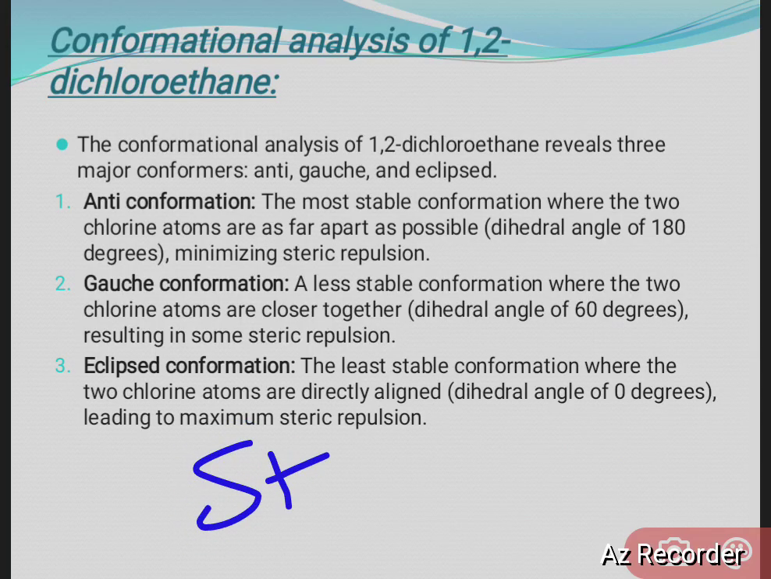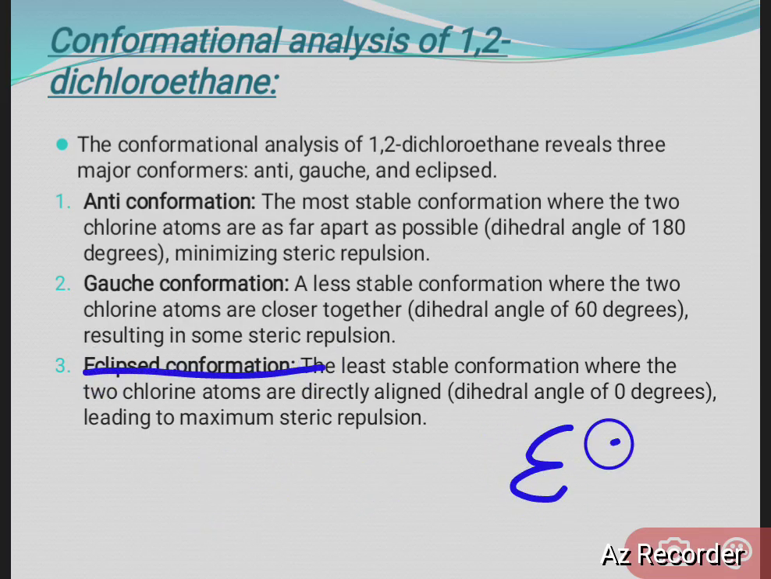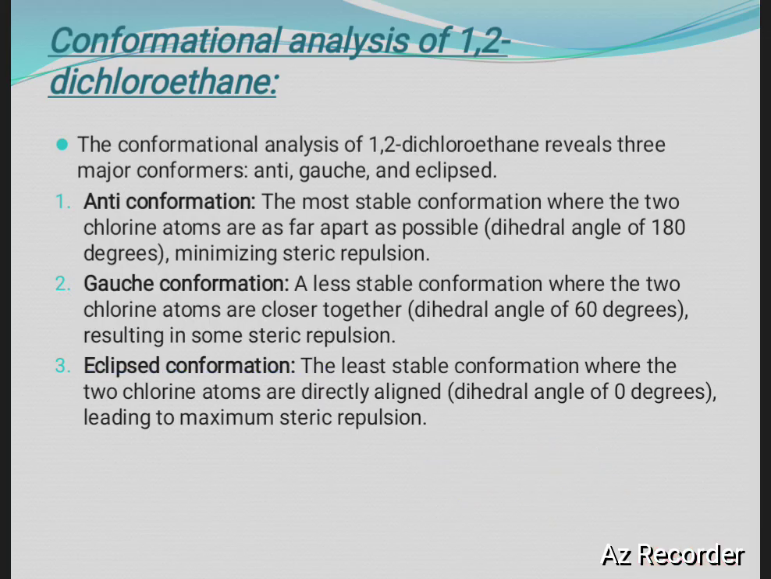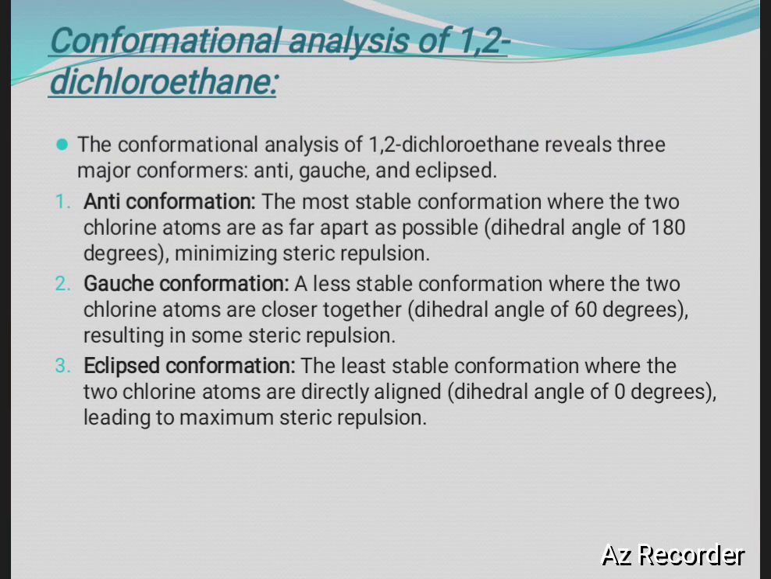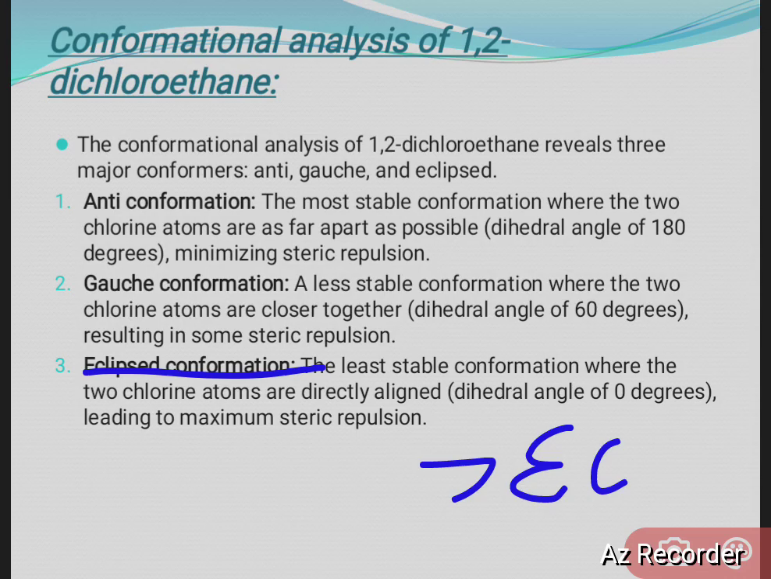And see here, we already discussed staggered conformations. Staggered conformations are more stable than the eclipsed one. So, by the order of stability, the eclipsed one is the least stable. So, we will represent here least stable. But in case of staggered, there are again 2 conformations. One is gauche and the other one is the anti-conformation.